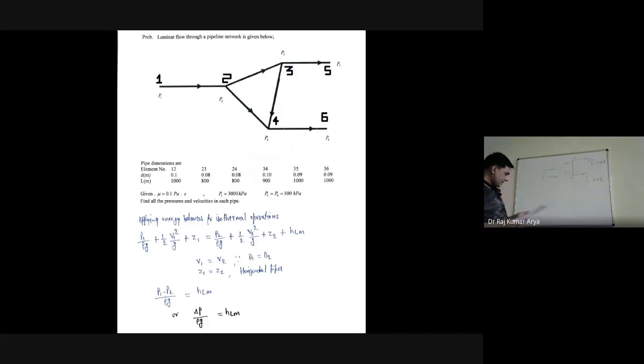You have viscosity because it's water here, and then you have the length and diameter of each of the pipes. You are requested to find the pressure at point 2, and at junction 3 and junction 4. You want to find these pressures: you have to find P2, P3, and P4.